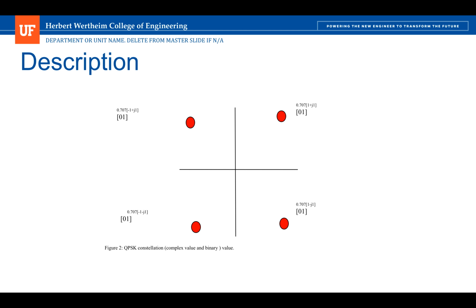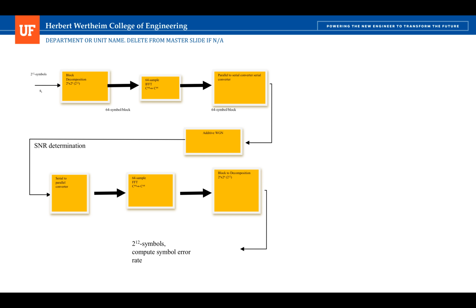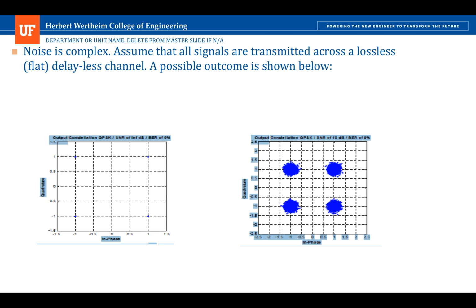Then I analyze SER, that is the symbol error rate. This is figure 3, which shows SNR cases for the OFDM system. Remember that noise is complex. Assume that all signals are transmitted across a lossless, flat, delayless channel. A possible outcome is shown below.